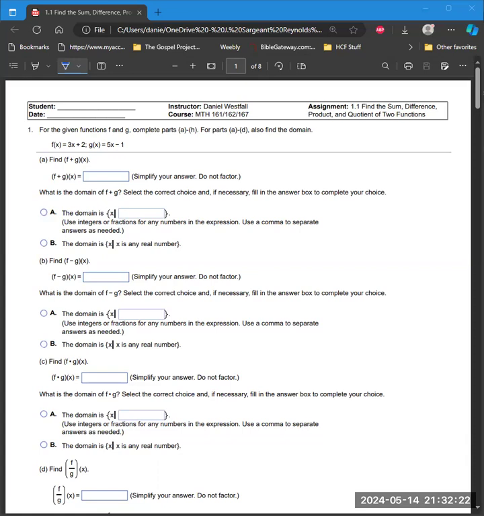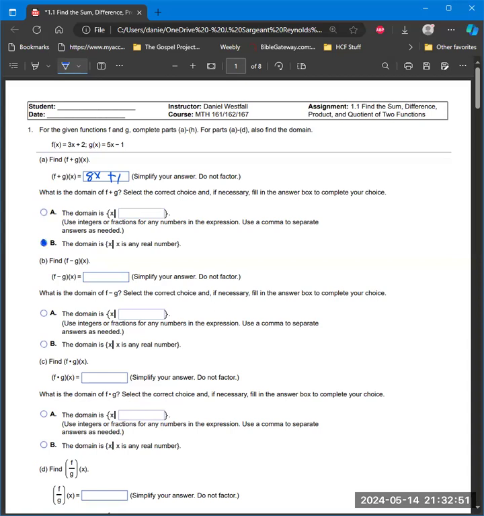The function f of x is given to us as 3x plus 2, and the function g of x is given to us as 5x minus 1. We want to find f plus g of x, which is the same as f of x plus g of x. So let's add our like terms. 3x plus 5x is 8x. 2 minus 1 is 1, and we get the equation 8x plus 1. The domain of this is all real numbers.